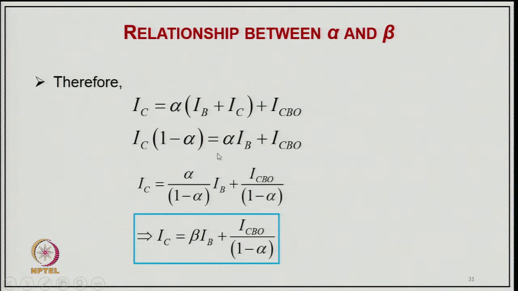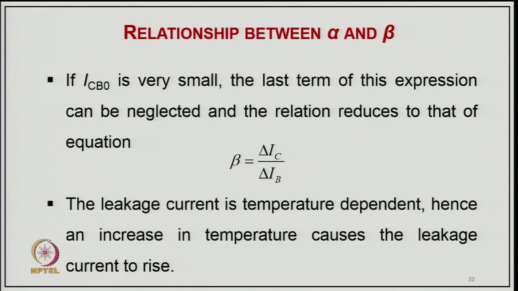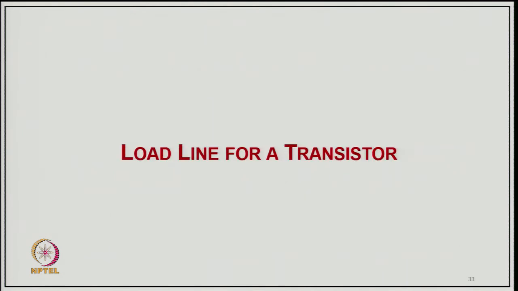it will be IC times 1 minus alpha equal to alpha IB plus ICBO, or from here you can find IC equal to alpha upon 1 minus alpha into IB plus ICBO divided by 1 minus alpha, from which you can get IC equal to beta IB plus ICBO divided by 1 minus alpha. If ICBO is very small, then the latter term of this expression can be neglected. So, the relation reduces to beta equal to delta IC upon delta IB, and the leakage current is temperature dependent, hence an increase in temperature causes the leakage current to rise.